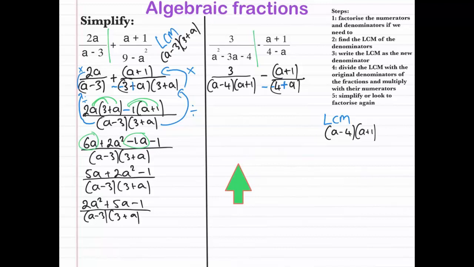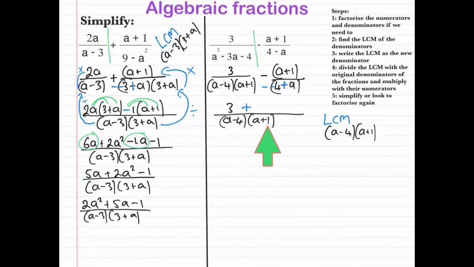Okay, so what we do now is we draw a long line and we include the LCM at the bottom. So a minus 4, a plus 1, and now we start to divide. We take this divided by that, which is the same thing divided by the same thing is 1. 1 times 3 will just be the 3. Then the minus and the minus gives me a plus. So I'll write there the plus in blue.